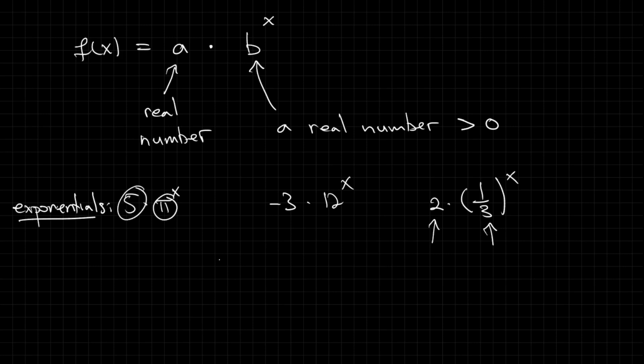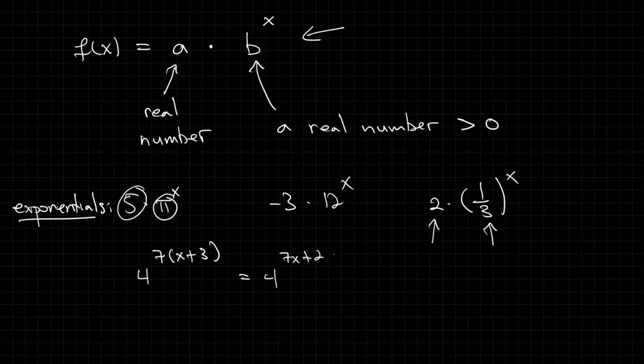Some functions don't initially look like exponential functions, but are exponential functions. For example, 4 to the 7x plus 3 doesn't look like the form that we have here, but you can use some properties of exponents to make it look like a times b to the x. We can distribute the 7. So this is 4 to the 7x plus 21.